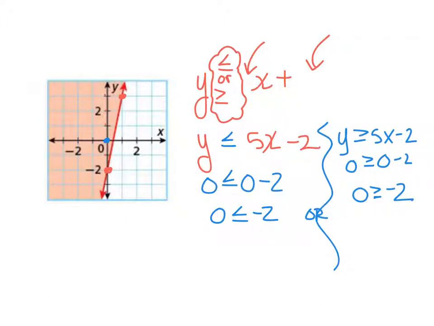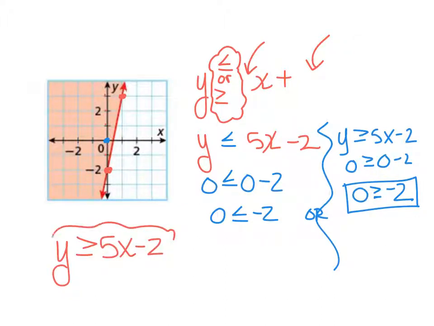Which statement is true? Since 0 is greater than -2, it's the right side, so I know that I need a greater than or equal to symbol in my final answer. So my equation for this line is definitely y is greater than or equal to 5x minus 2. It's kind of trial and error then.